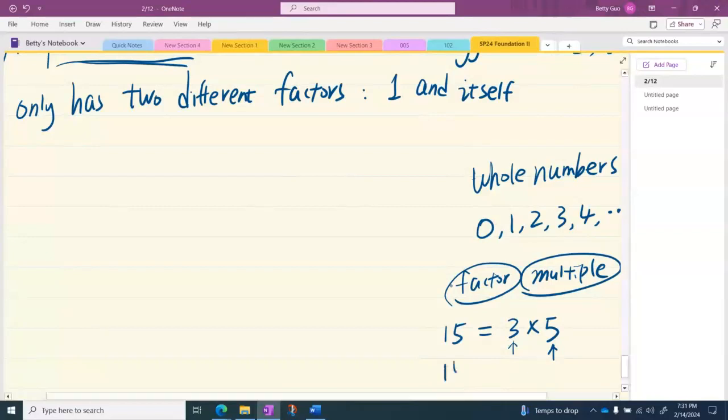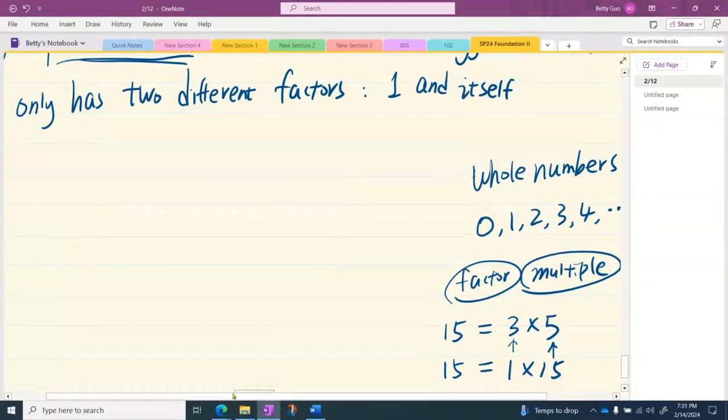Similarly, we can also write 15 as 1 times 15, right? So 1 is also a factor of 15, and 15 is also a factor of 15. So that's the concept of factor and multiple. The definition of a prime number involves this. Let's go back to the definition.